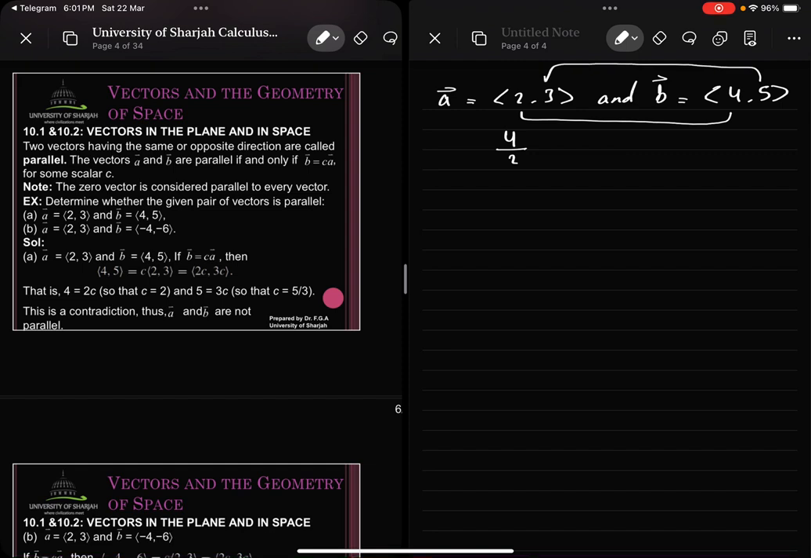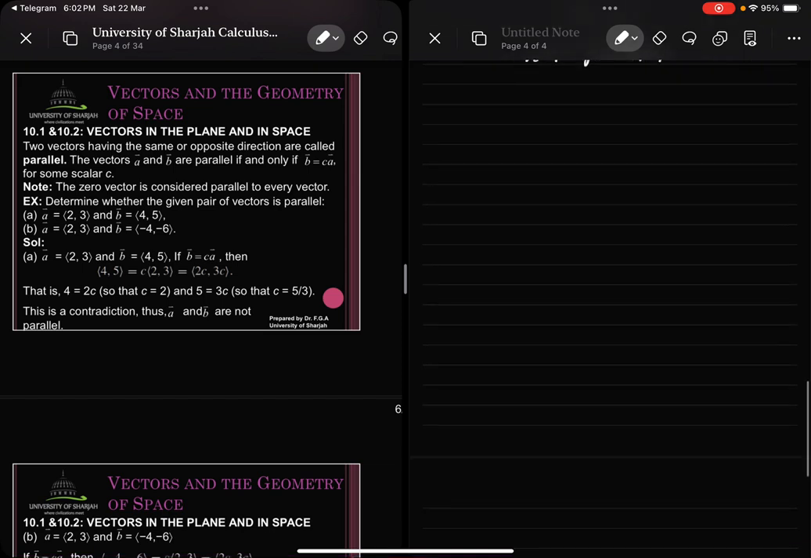If you start with B for the x, you have to start also from B for the y. So 4 over 2, which is 2, and for the y, 5 over 3. It is not the same result. So 2 is not equal to 5 over 3. So it is not parallel.